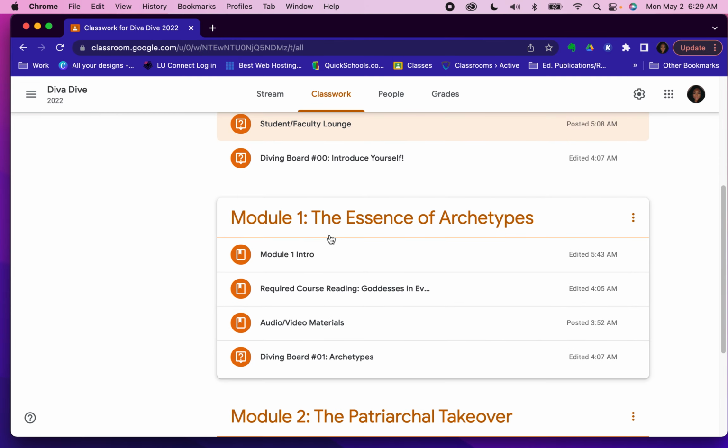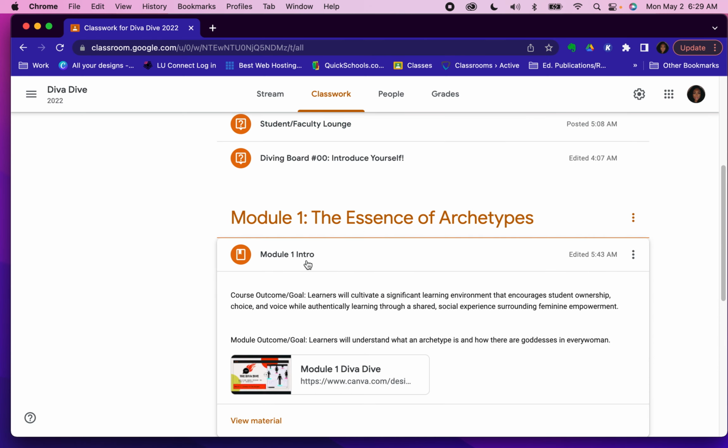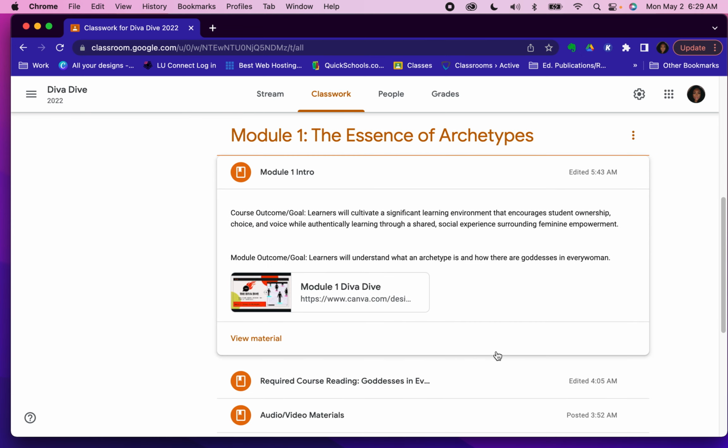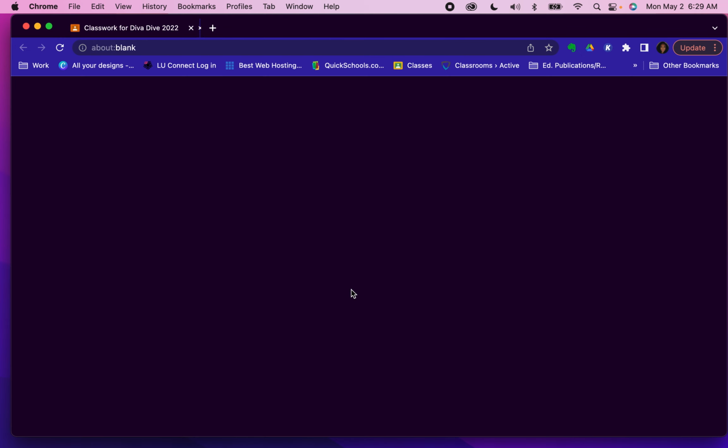Then when we get into module 1, the title of this is The Essence of Archetypes. We have the module 1 intro, and I have the slide deck that they are to go through. The module outcome or goal for module 1 is that learners will understand what an archetype is and how there are goddesses in every woman. This is just us dipping our toes into the pool.